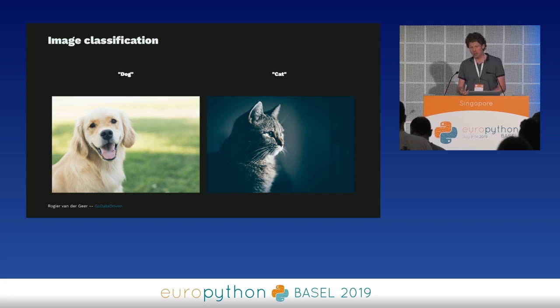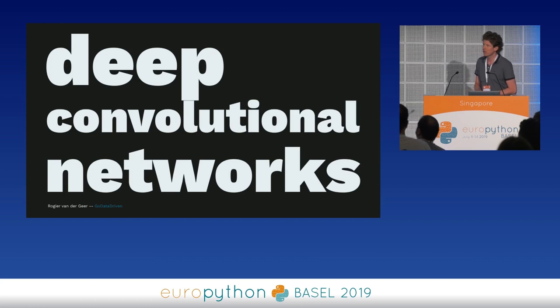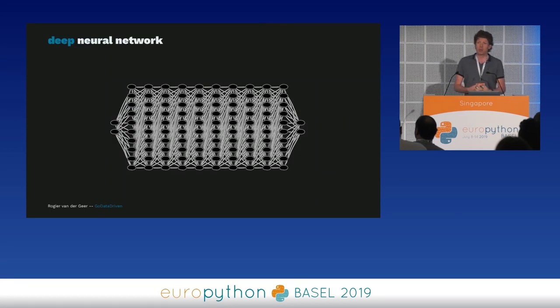We're going to need something that is called a deep convolutional network. Well, that's quite a mouthful, but in the end, it's not so extremely complicated. Let's start with the deep part. A deep neural network is just a neural network that has more than one hidden layer. Preferably, in this case, 10 or so, could be 20 or 30, but just more than a few. That's all there is to deep neural networks.